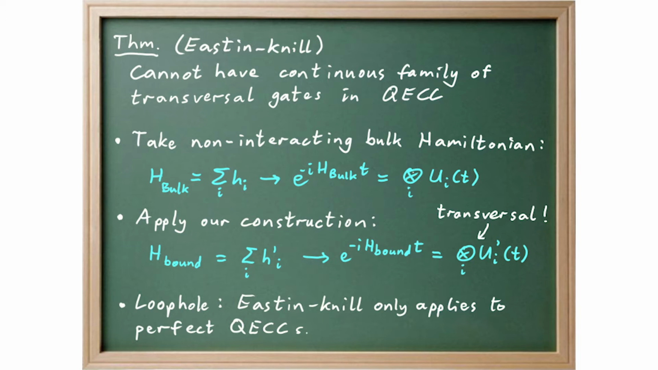But now let's think about what this means for this bulk-boundary duality we've constructed. Let's take a very simple bulk Hamiltonian, a non-interacting Hamiltonian. So each Hamiltonian term just acts on one particle, and there are no interactions at all. If I take the time evolution operator corresponding to that, then I get a tensor product of unitaries, one acting on each site.